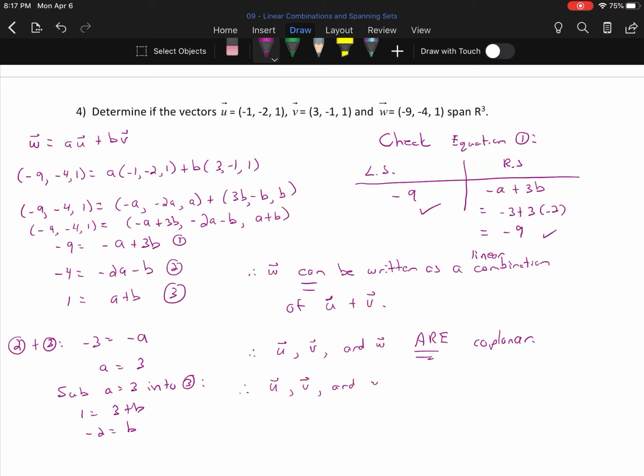And now my final conclusion, which answers the question: therefore U, V, and W do not span R3. So it's a good news, bad news type thing here. We have found out that they are coplanar. Woohoo! That's great news, isn't it? I don't know, it depends on the question. Yes, coplanar, but that means no, doesn't span R3. They're all lying in the same plane, and that's not going to span three-dimensional space.